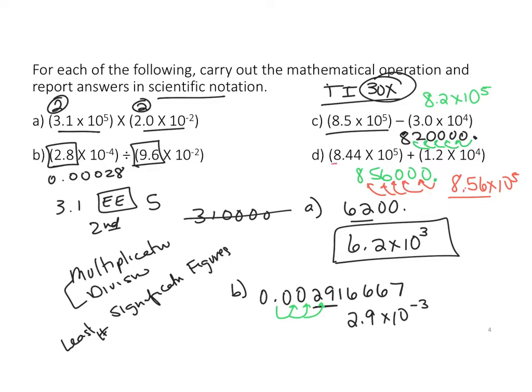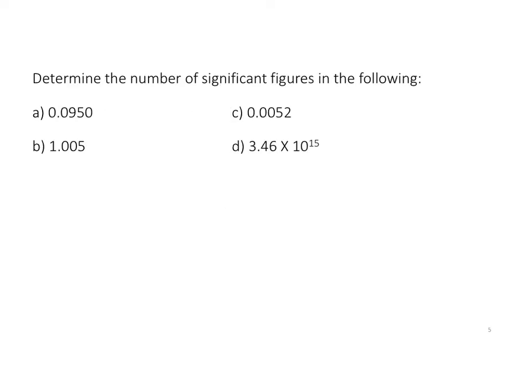Technically, this has 3 significant figures. This has 2. When you do addition and subtraction, you have to use the least number to the right of the decimal. We'll talk about that in a future slide. This one has 2. This one has 1. So we'd have to round this to an 8.6 times 10 to the fifth to be perfectly correct.